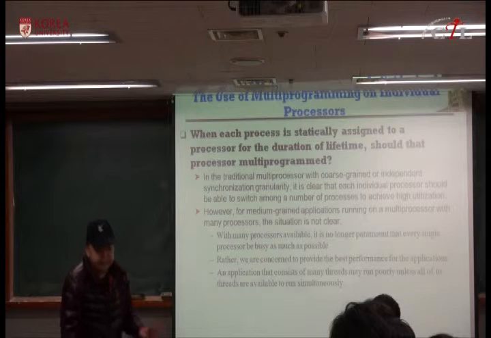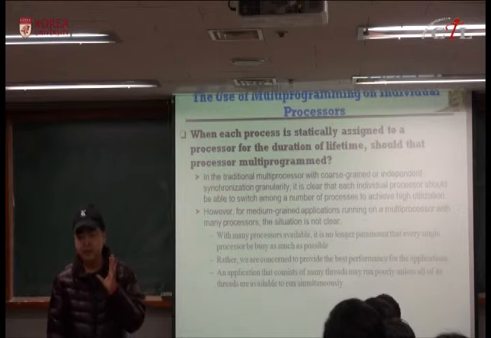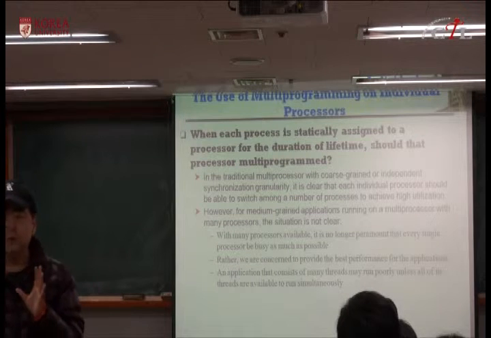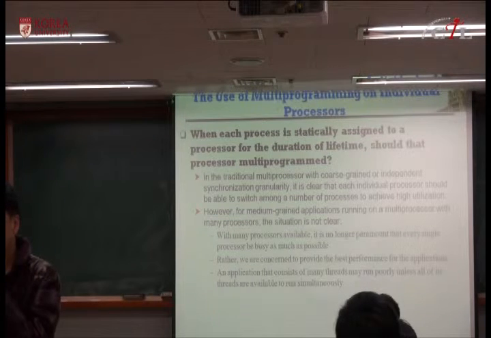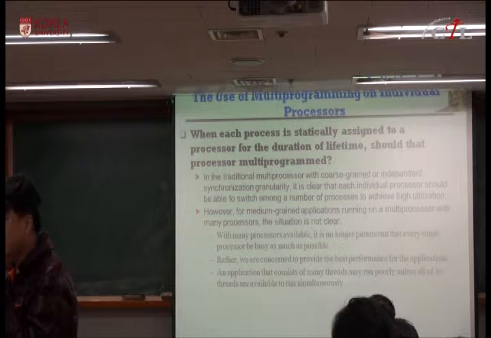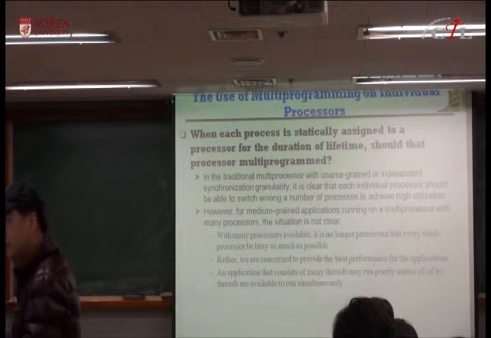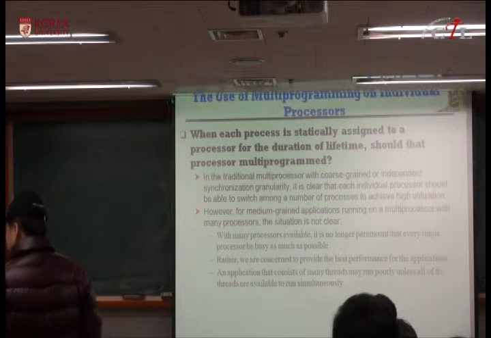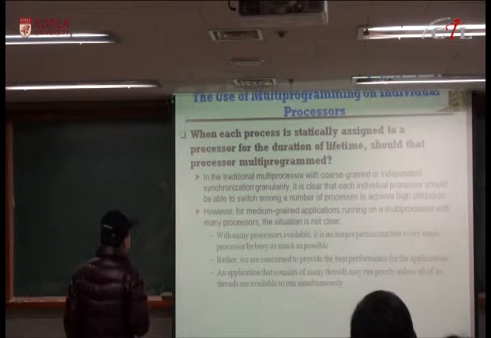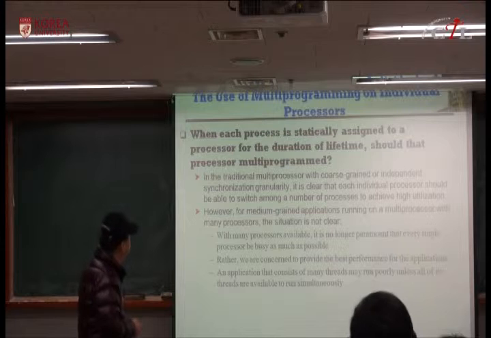Okay, so that's the assignment of process to processors. The second issue is whether we should allow multiprogramming on each processor or each core. In uniprocessor, of course, we have to allow multiprogramming or multitasking to utilize CPU more. We don't want to idle CPU because there is only one CPU.